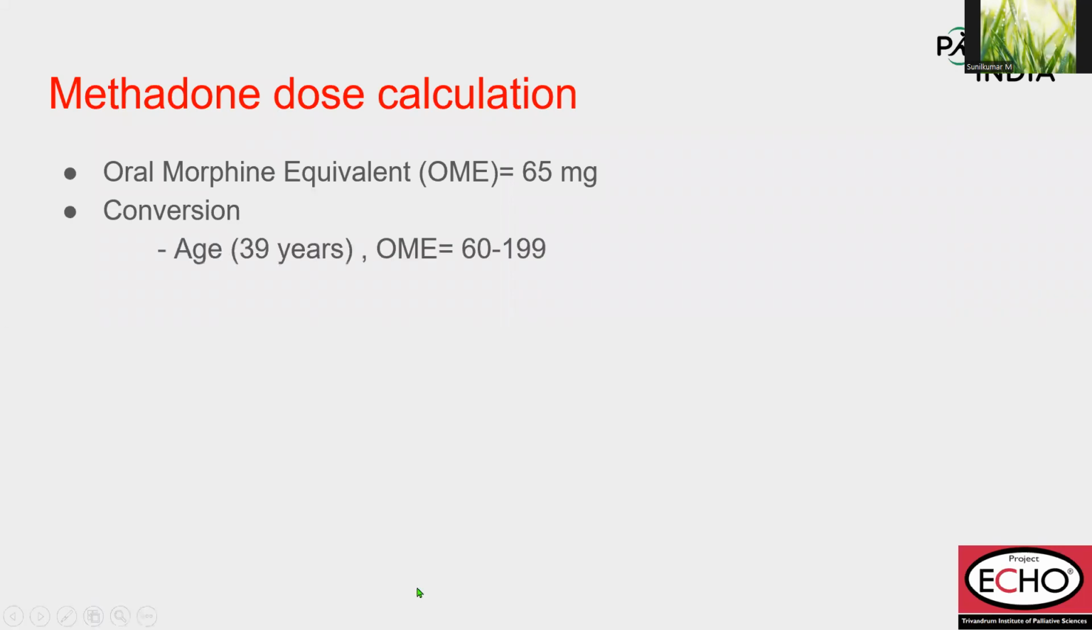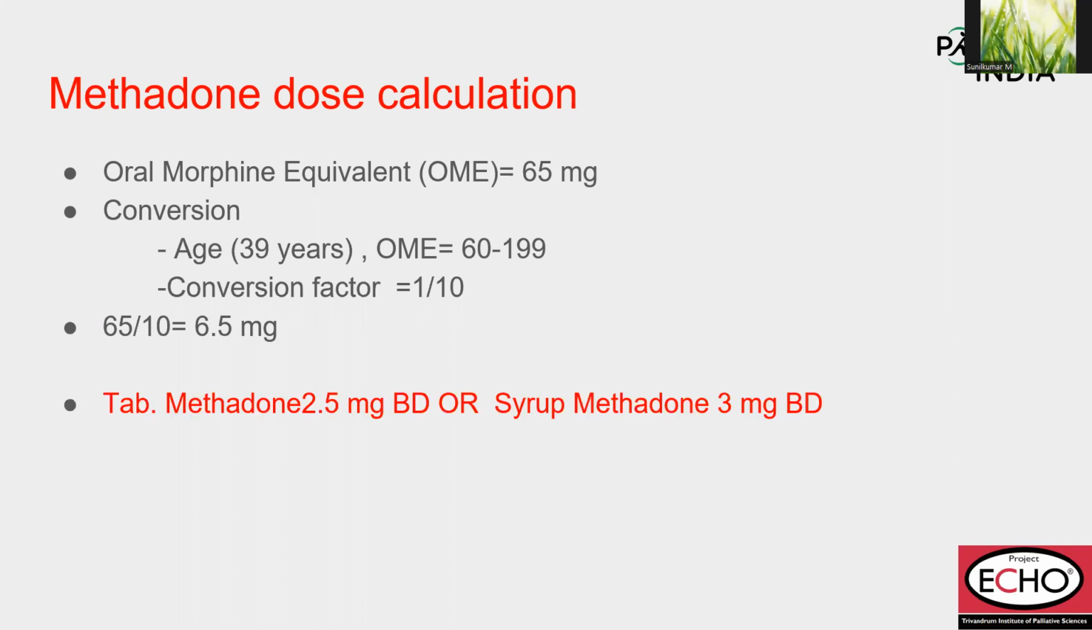Okay, and his age is 39 years. So oral morphine equivalent is between 60 to 199. So conversion factor is 10 is to 1. So the dose of methadone that you are going to start is 6.5 milligram. And if you have only tablet methadone, then start him on 2.5 milligram BD. Or if you have syrup, then you can start with 3 milligram BD.